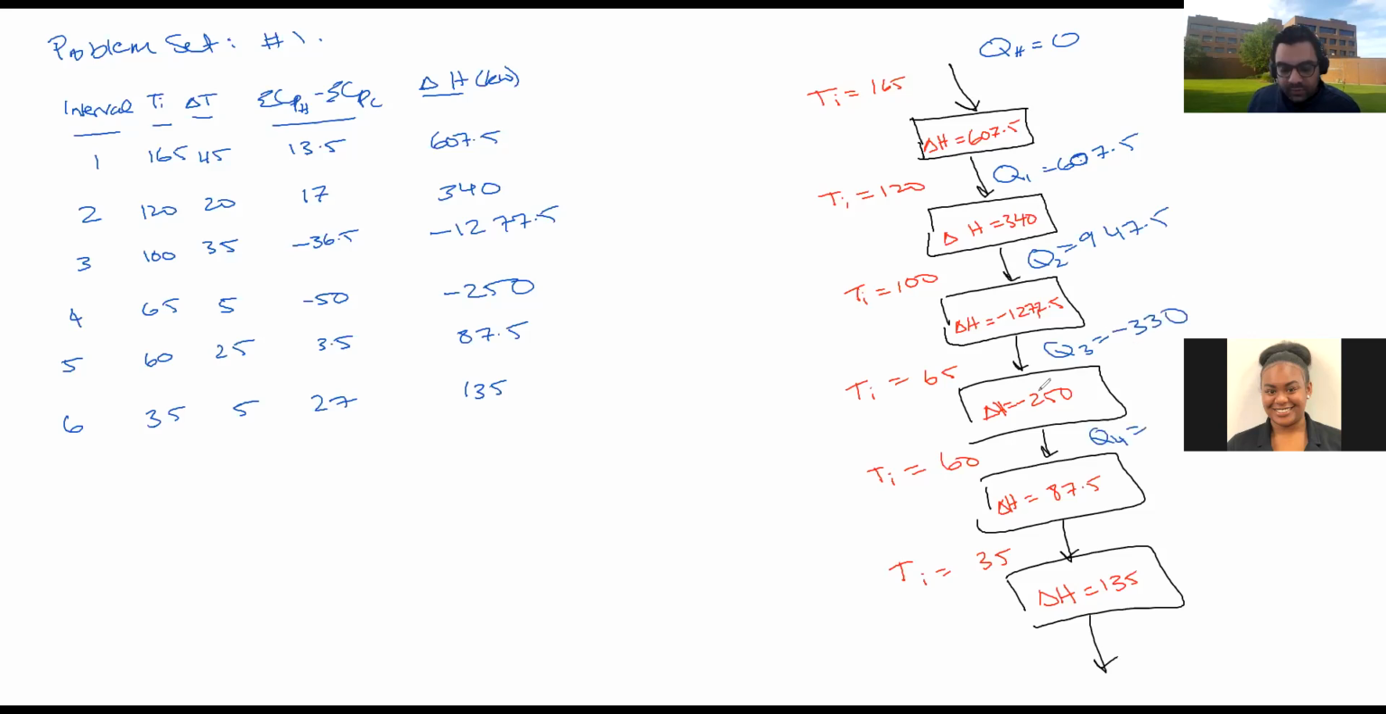Q4: minus 330 minus 250. This is minus 580. Q5 in this case, minus 580 plus 87.5. This will be minus 492.5. And then finally, minus 492.5 plus 135, and the very bottom is called QC, which is your cooling utility. So this will be minus 357. So any questions up to this point?